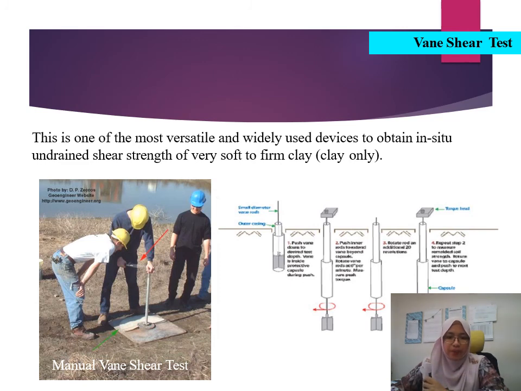The manual vane shear test consists of the blade and the rod. During the test, the blade is inserted into the ground at a certain depth, and then we apply torque to shear the soil sample. From that we can take the reading of the torque, and then we use a formula to calculate the shear strength of the soil.